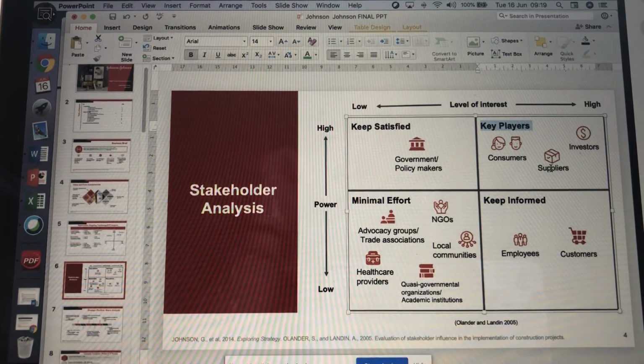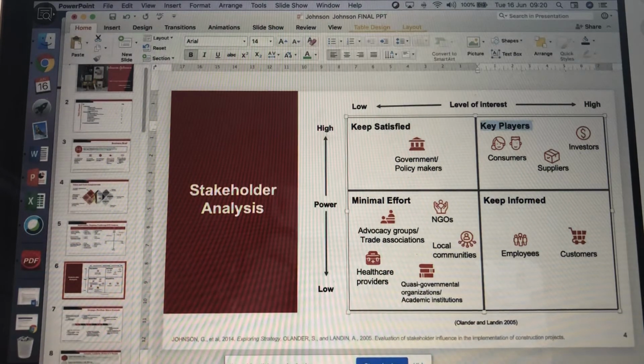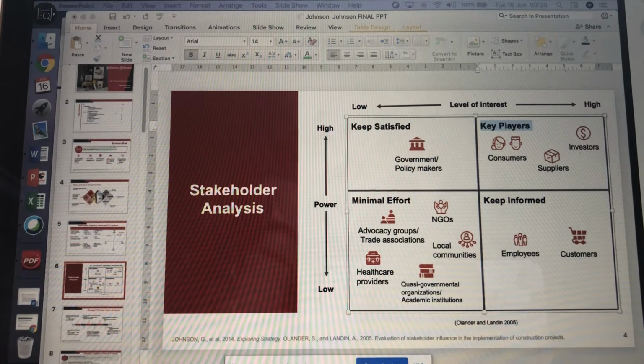Of course, the level of interest and the power, but you need to explain what the power of the investors is, what the power of the consumers is, what the power of the suppliers is. Why is their power high in relationship to this group here, which has minimal effort? Why is their interest high? Why is their interest higher than, let's say, the interest of the government? So you need to explain and analyze that. And as with any slides, don't forget to always do in-text referencing.